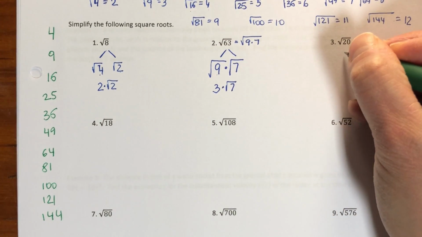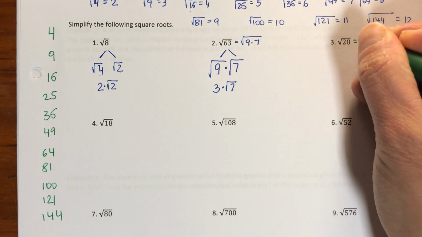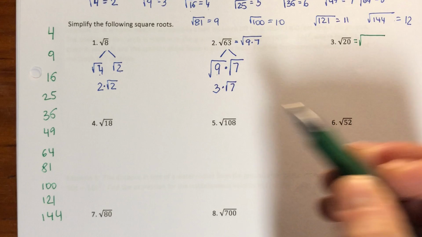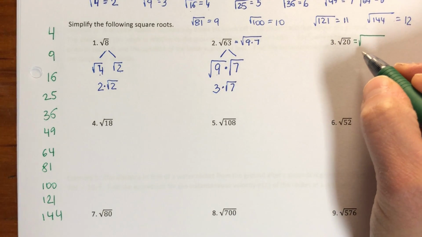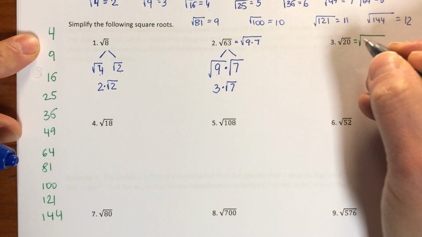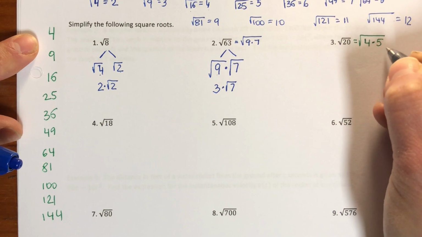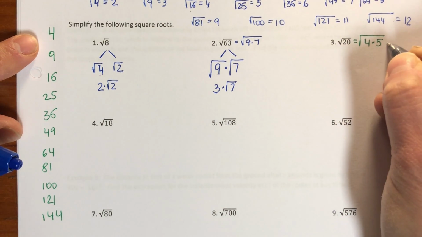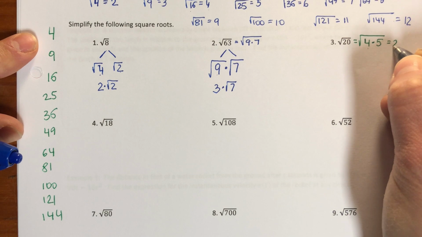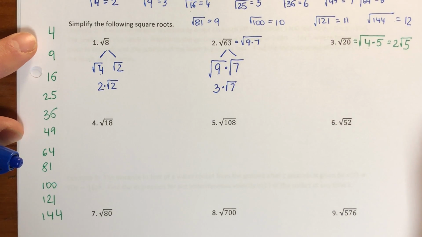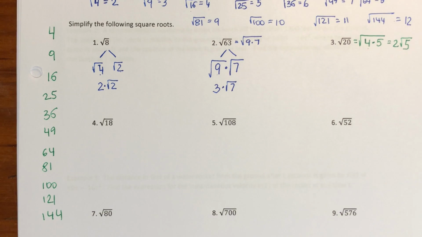All right, 20. 20 we can write, and again, you can either write stuff like this, or you can write this way. 20, I am looking at my perfect square. Can I write 20 as 4 times something? Well, that's 4 times 5. And I do know now that square root of 4 is 2, and square root of 5 is going to be left. All right?